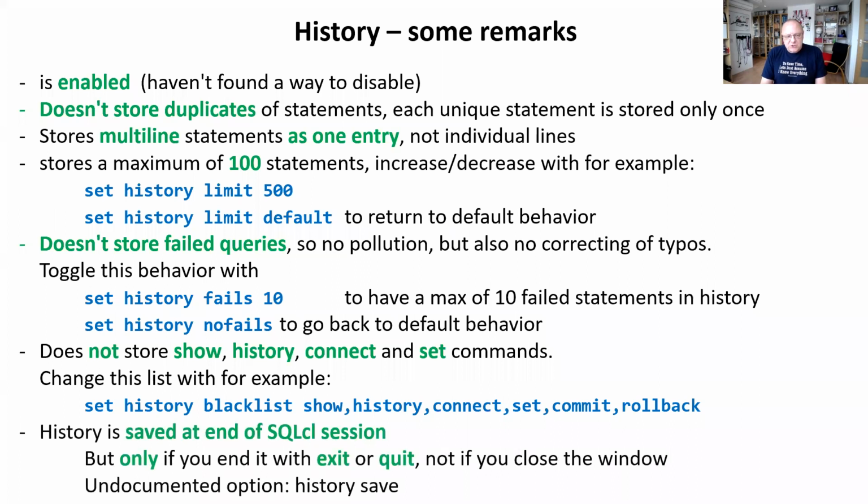And history is saved at the end of your SQLcl session, but only if you exit using exit or quit. If you just close the window, then SQLcl did not have the chance to save the stuff for you, so it will be gone. There is an undocumented option, history save, then you can explicitly save what is currently in your history. But well, if you remember to type history save, then you will probably remember to use quit or exit at the end of your session as well. So I don't think that really adds too much.